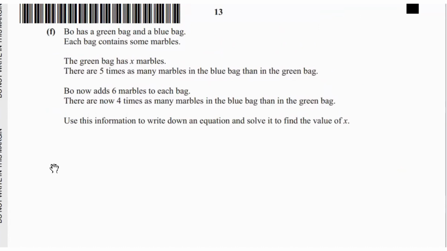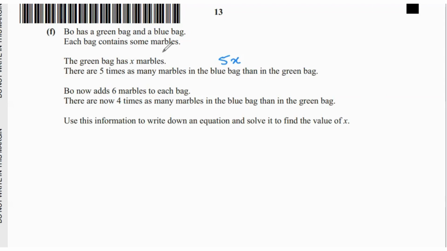Next part says that Bo has a green bag and a blue bag. Each bag contains some marbles. The green bag has x marbles. There are 5 times as many marbles in the blue bag than the green bag. So that's 5x. Bo now adds 6 marbles to each bag. There are now 4 times as many marbles in the blue bag than in the green bag.